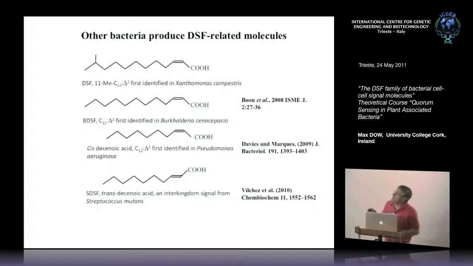Okay, so then we get to the point that other bacteria produce DSF-related molecules. Around about the same time, a paper came out from Binghamton showing that Pseudomonas aeruginosa produces a molecule called cis-decenoic acid. People have looked for DSF signals in Pseudomonas with the bioassay that we use for Xanthomonas and didn't detect anything. And when we use this purified molecule in our assay, we don't find anything either. So it just shows that there must be some form of specificity associated with RPFC perception.